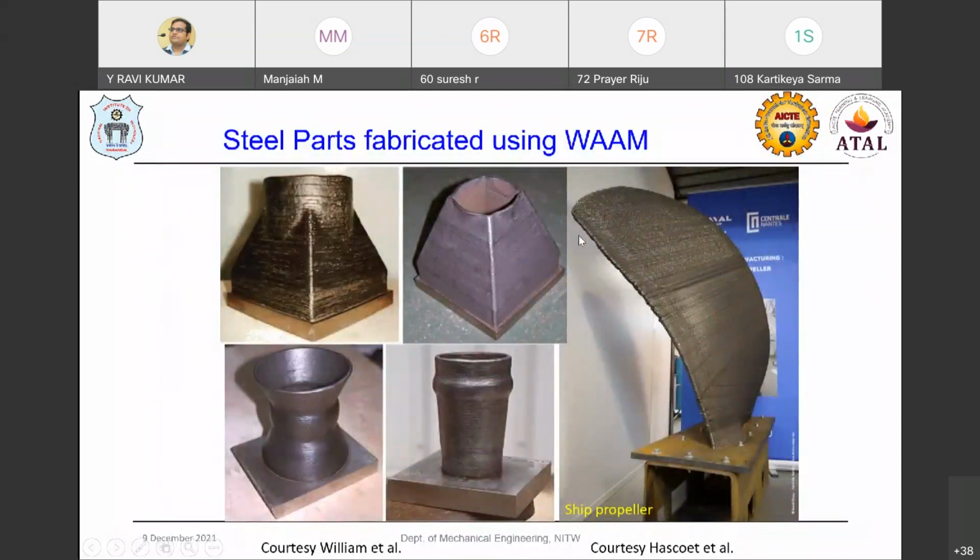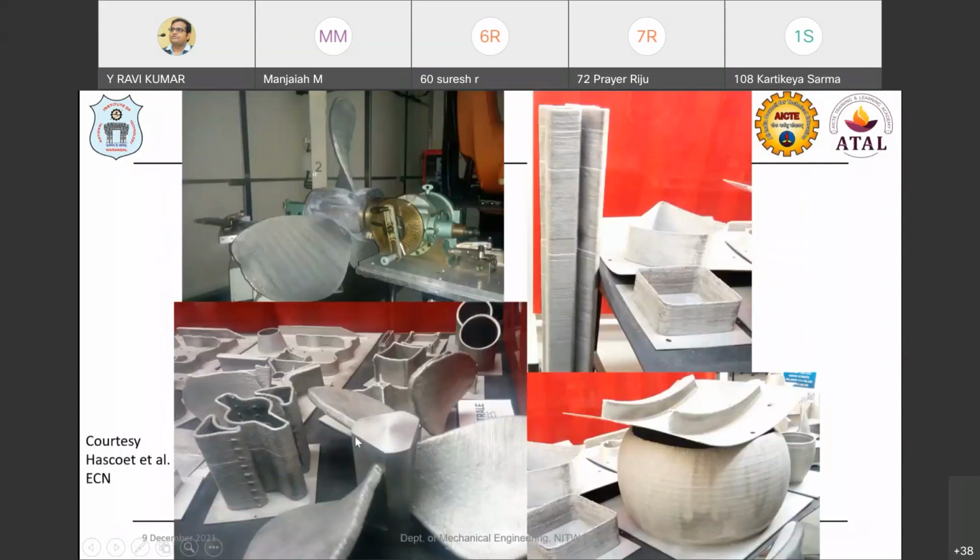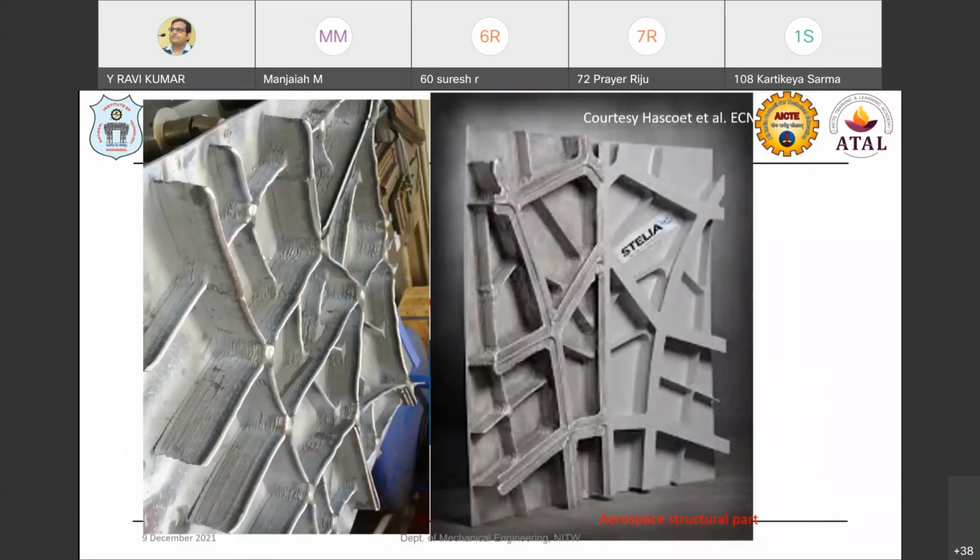You can see some steel parts made with the WAM process. This is a ship propeller, one of the complex parts made by this process. This is from our laboratory. We have made impellers, highly complex parts, with aluminum, and we have addressed the issues. You can see the air duct I mentioned, the door of the aircraft, and steel aerospace parts made with this process. With aluminum material, they have tried to replace structural parts of the aerospace.